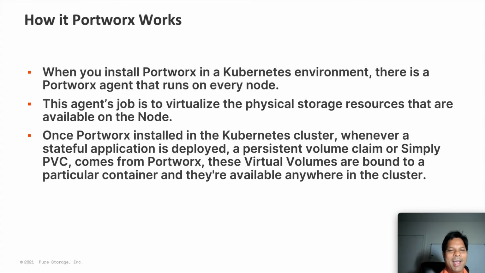Once Portworx is installed on the Kubernetes cluster, whenever a stateful application asks for a persistent volume claim, the PVC is given by Portworx rather than directly given by the underlying volume, like an EBS volume or any other storage provided by storage vendors, with their storage LUNs and so on, right? So the virtual volume is then bound to a particular pod, and that's how it works. It's nothing but the agent virtualizing the underlying storage.